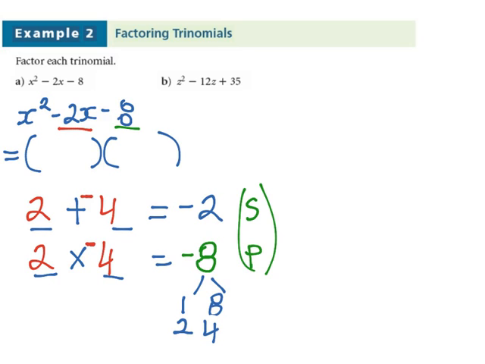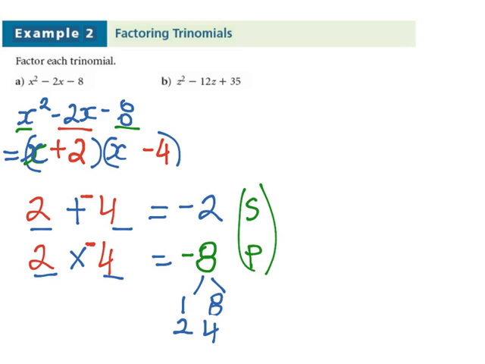Now, where do these values go? They go into the bracket. The 2 goes first, then the negative. And now we fill in with whatever the variable we're using. Well, in this case we're using x, so we fill in the x. And I'm going to use the x as below. And since 2 is positive, it's going to be positive. So it's x plus 2 and x minus 4 are our factors.